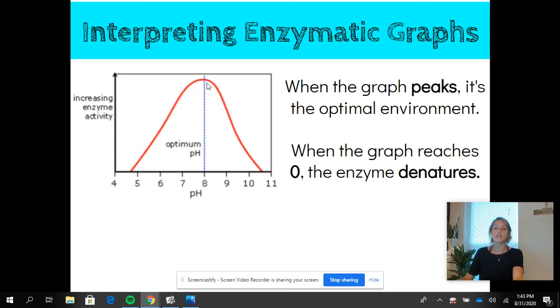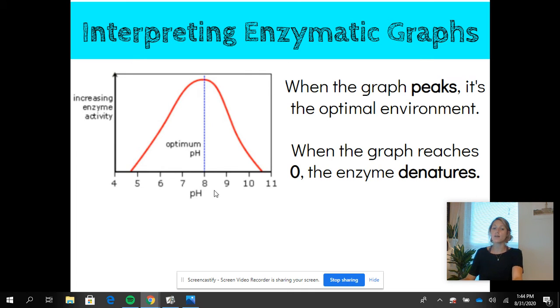The highest point, so the peak of the graph, is always going to be the most optimal environment for the enzyme. So in this case, we are looking at the pH of about 8. So for this enzyme that we'll call maltase, this optimal pH would be at an 8.